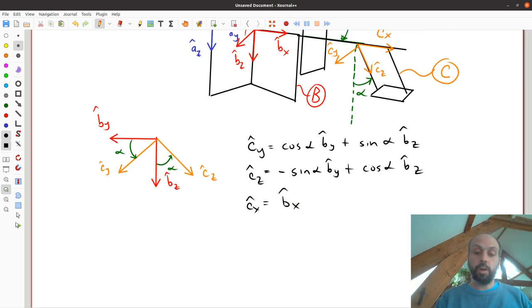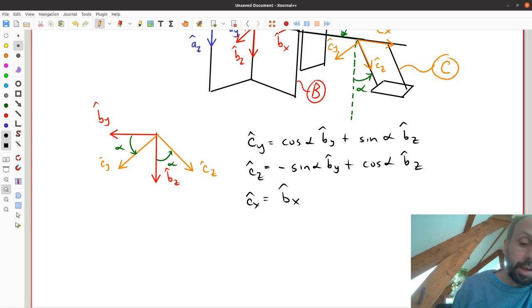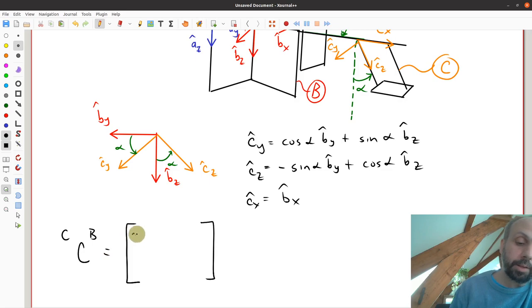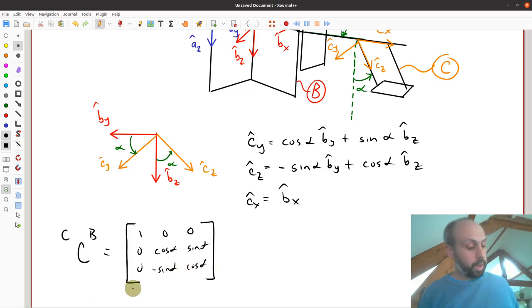All right, so we've written our new rotation about the x-axis. And that means that we would get a new direction cosine matrix that we could write, C of C with respect to B. And that's going to be populated by a cosine alpha, right, for the cx equation. And then the cy equation, we would get a cosine alpha and a sine alpha. And then for the cz equation, minus sine alpha and cosine alpha. So there we have the rotation of C with respect to B about x through alpha.